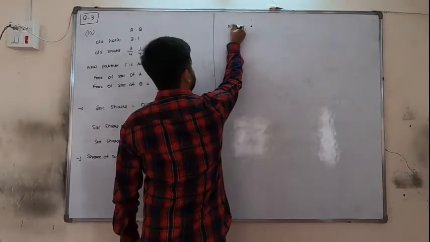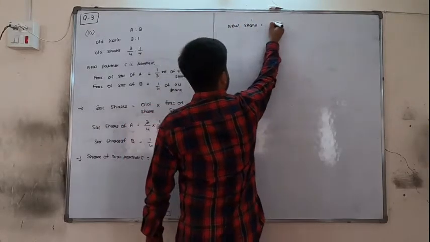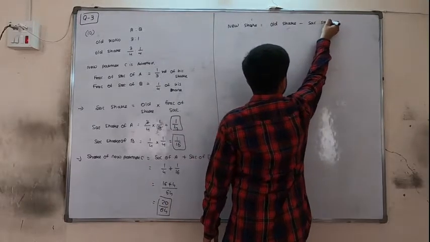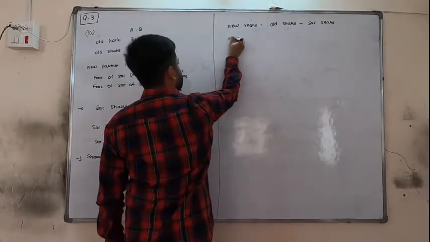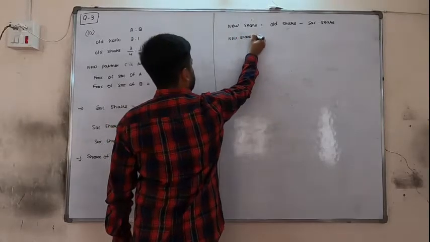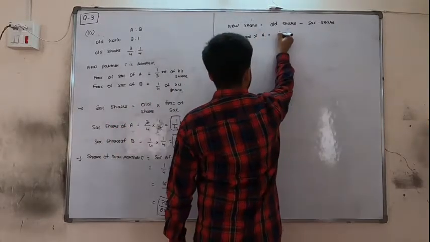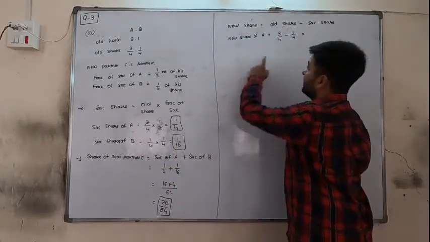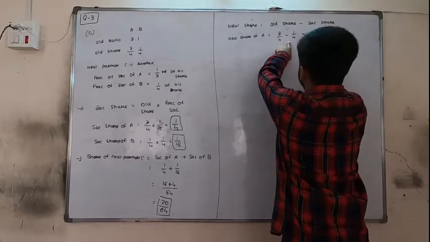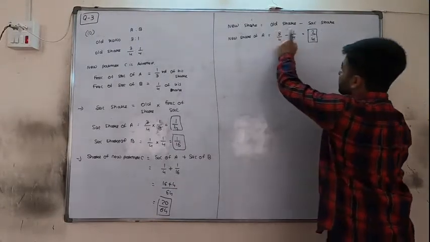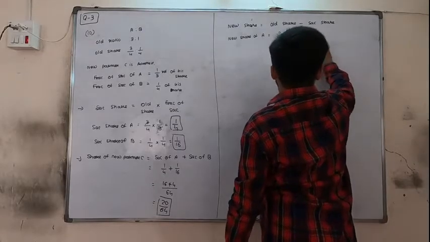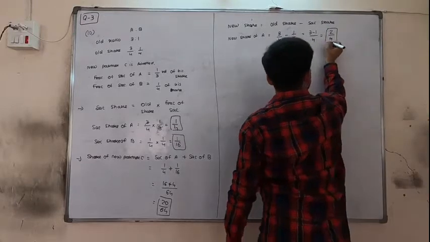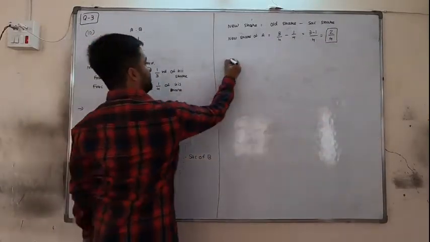Now the new ratio. The new share is equal to old share minus sacrifice share. New share of A: A's old share is 3/4, A's sacrifice is 1/4. See, if we take the sacrifice of A as 1/4, then we can directly get the answer 2/4, because 3 minus 1 is directly possible. So when the denominators are equal, you directly do the subtraction. Don't make any difference. Okay? Next.